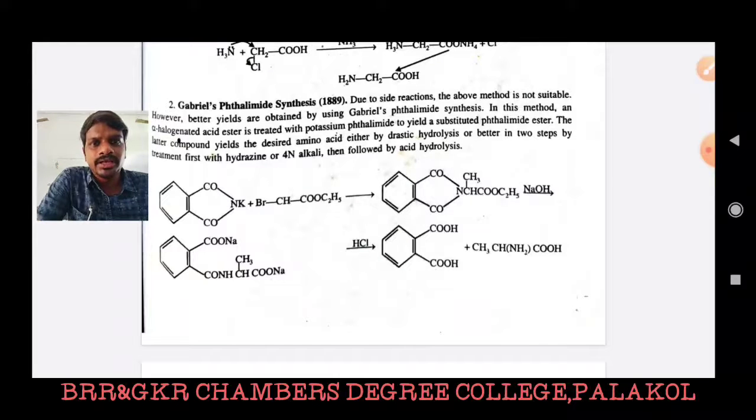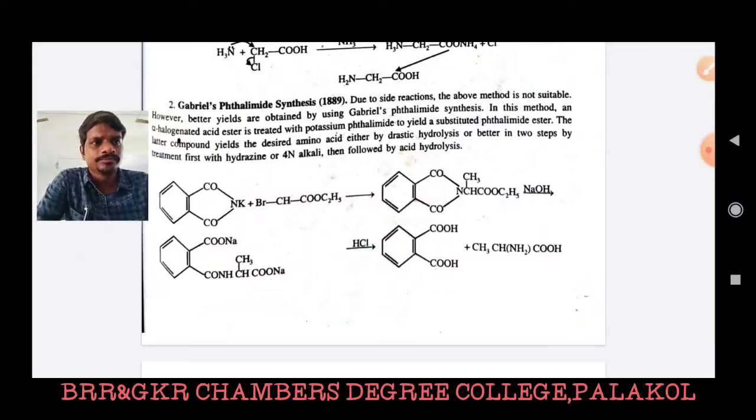In this method, an alpha halogenated acid ester is treated with potassium phthalimide to yield a substituted phthalimide ester. The latter compound yields the desired amino acid either by drastic hydrolysis or, better, in two steps by treatment with hydrazine, or in 4-normal alkali, or in acid hydrolysis. You can do drastic hydrolysis, acidic hydrolysis or basic hydrolysis, or you can do the hydrolysis reaction with hydrazine.